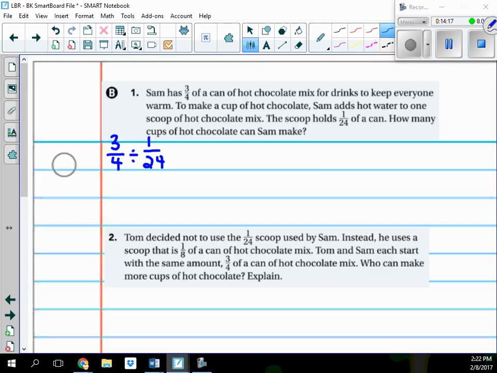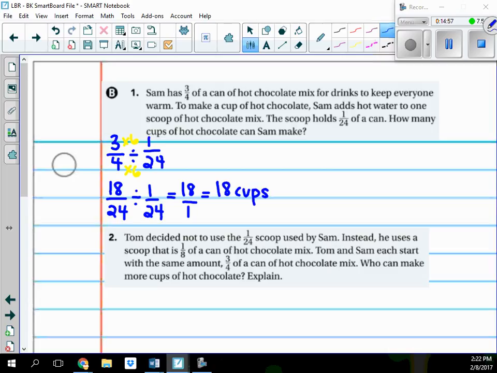Hayden, go for it. Okay, so you have to find a common denominator. Cool. So 4 times 6 equals 24. And then 3 times 6 is 18. So we have 18 over 24. And then 18 over 24 divided by 1/24 would be 18 over 1. And that equals 18. Yeah, so he'll be able to make 18 cups here. All right, I would like you guys to work on your model for this problem.